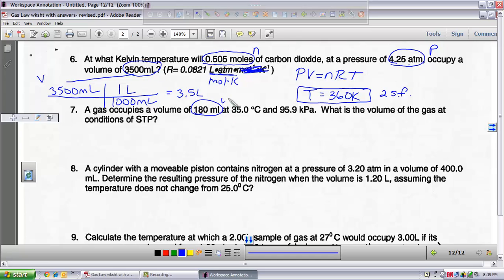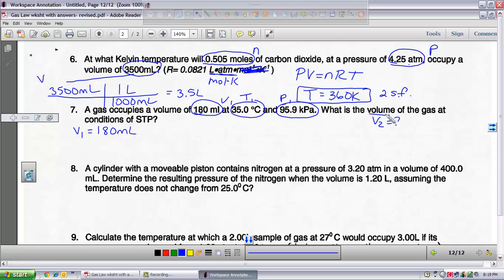Okay, let's look at this one. This is a volume, but it's in milliliters, so be careful. This is a temperature in degrees Celsius, which is also not the right units. You've got a pressure here. Okay, so these are all your initial conditions, and they want to know what's the new volume if you have standard temperature and pressure. Standard temperature, well, let's come over here.